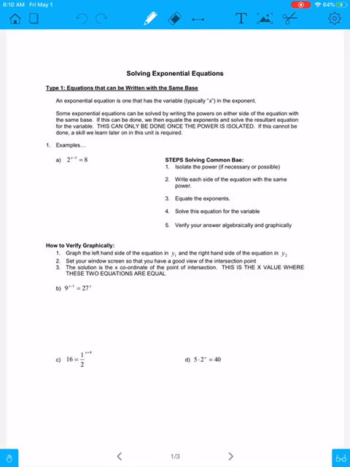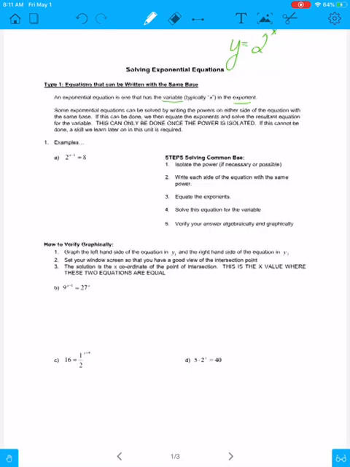So today we're going to do solving exponential equations. The type 1 is solving with the same base, and that's what we're going to do today. An exponential equation is one that has the variable, typically x, in the exponent. So your variable is in your exponent. Like 2 to the x was an exponential equation, right? y equals, because the variable is in the exponent.